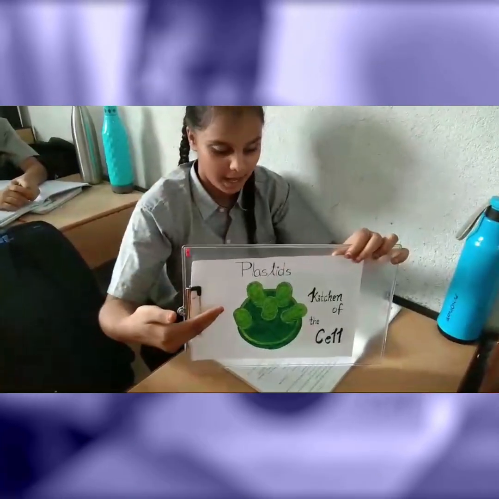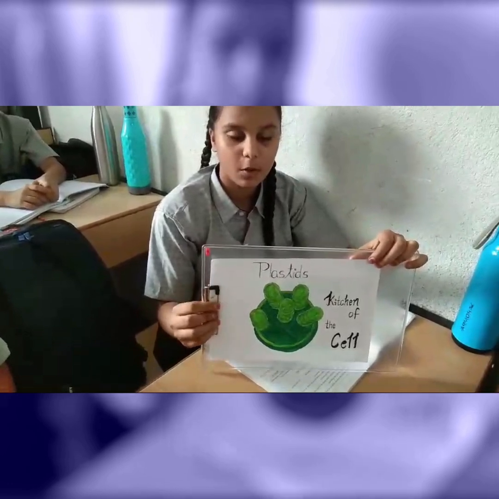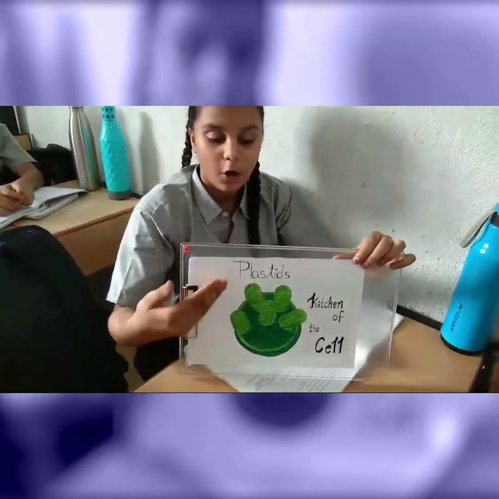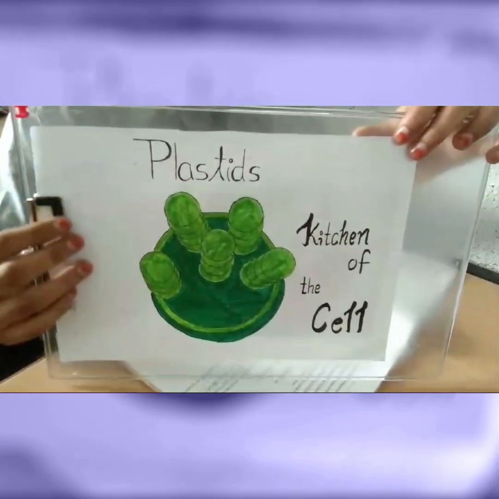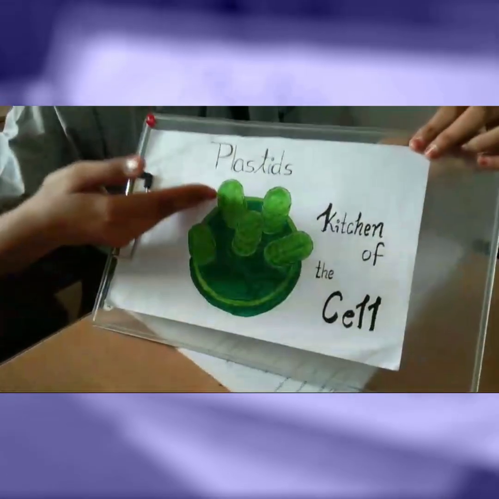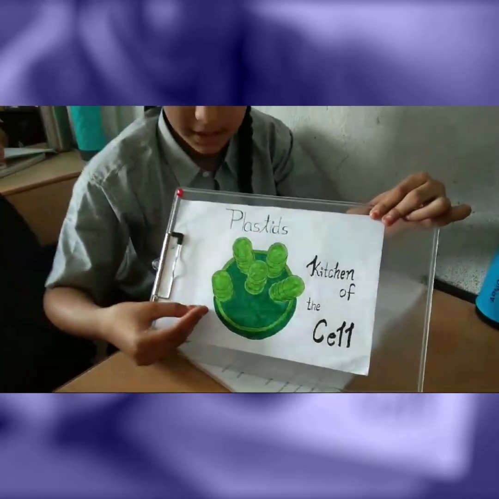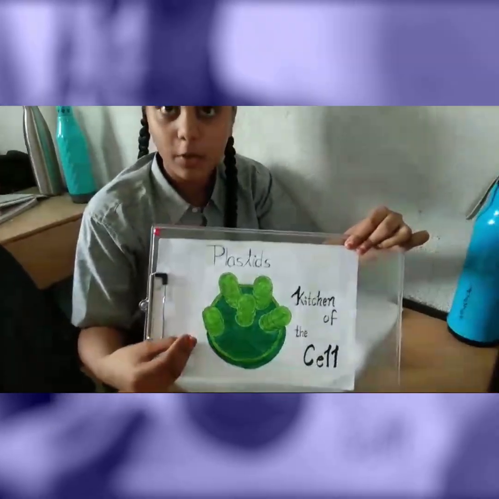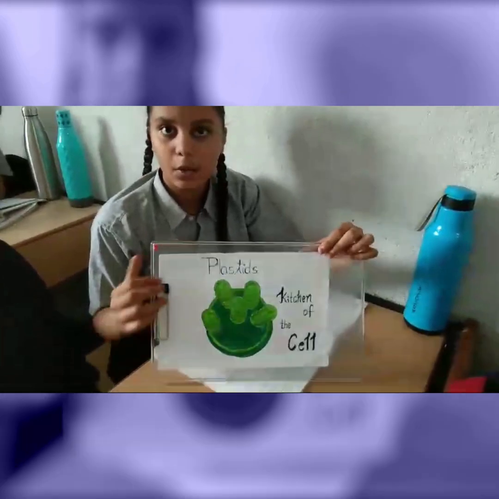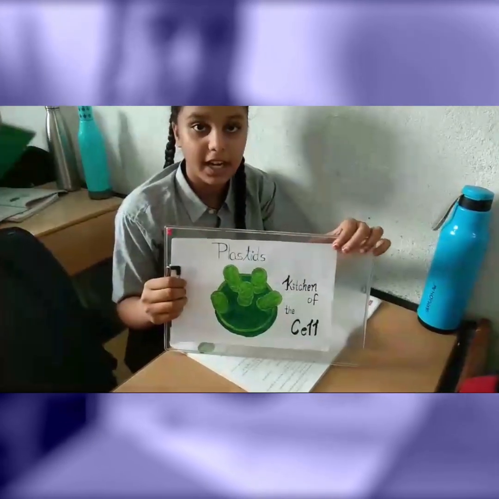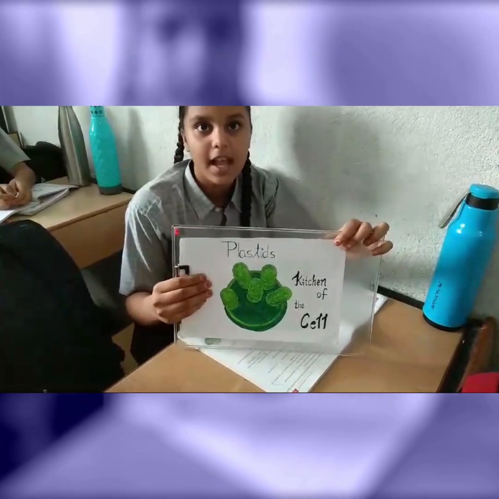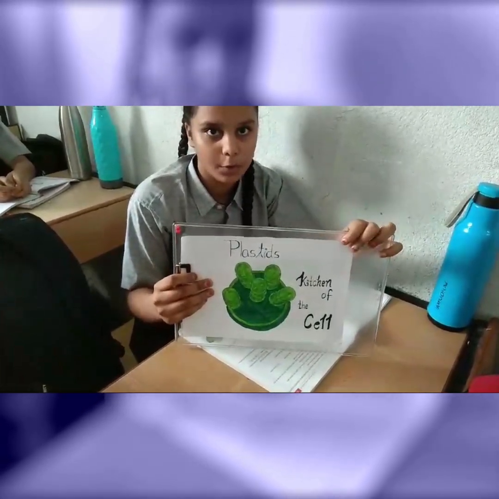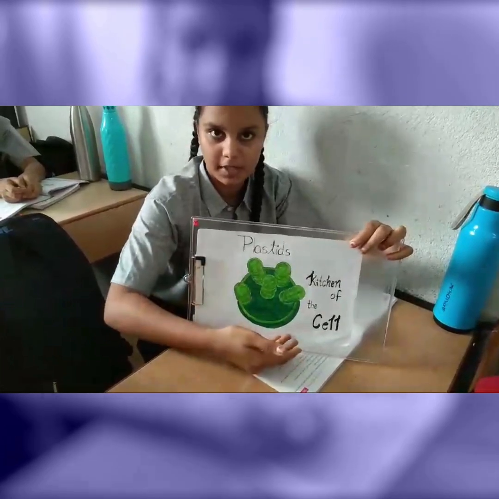Ma'am, these are plastids. They are present only in plant cells. They are round and oval in structure. They contain pigments that play specific roles. They contain three types of pigments that play different roles in the plant. First is chloroplast. They contain green color pigment that is responsible for the green color of leaves and helps in the preparation of food during photosynthesis. Thus, they are called the kitchen of the cells.